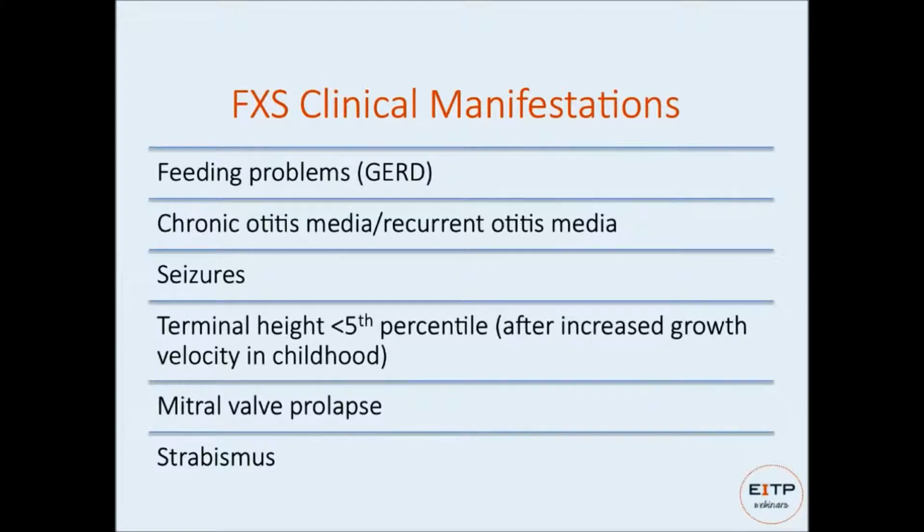One other thing that can happen is orthopedic issues. So children with Fragile X can have developmental hip dysplasia or club foot. Again, not present in everyone, but something that is watched for to try to help minimize any problems that may come up.